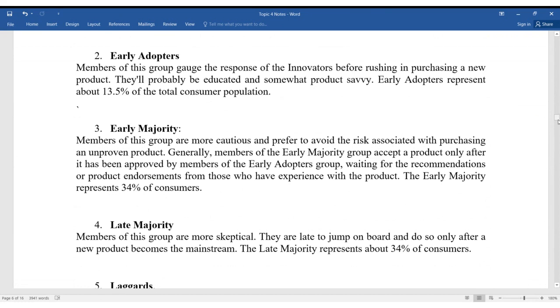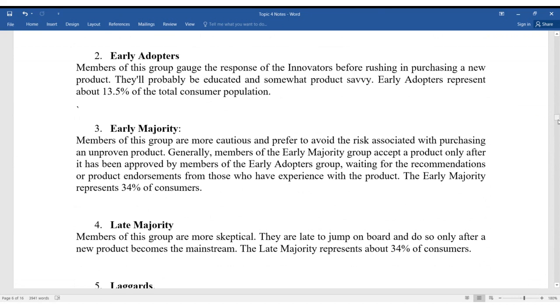Early adopters, of course, represent 13%. They are well educated as well. They are product savvy. They have the money, but they are a little bit more cautious. They wait until they get a report from the innovators before they adopt. They want to be sure that the product that is being launched is actually working. So once they confirm it's a great product, they would go for it.